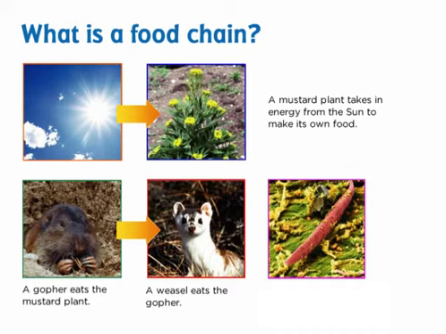Most food chains are similar in a few ways. Sunlight is at the beginning of nearly all food chains. A plant, or producer, is next in the chain. Then an animal eats the plant. Next, an animal eats the plant eater.